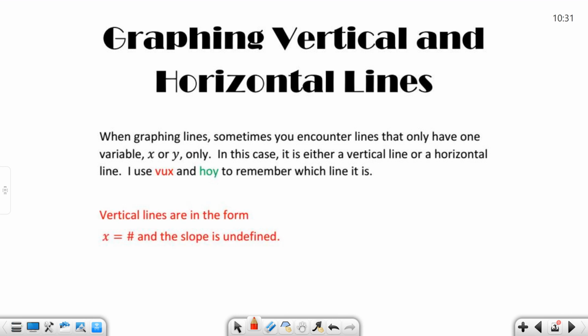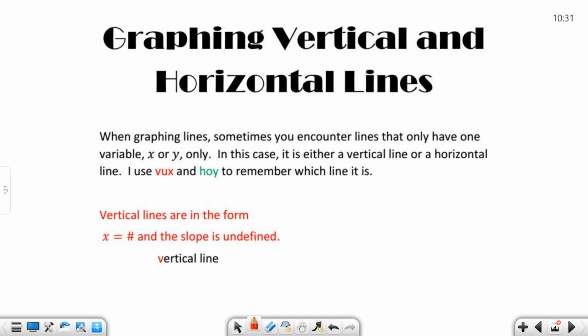So vertical lines are in the form x equals a number and the slope is undefined. So I have my v, I have my u, and I have my x. And those things go together. There's no way to separate those. If you know one piece of that, then you know the other two pieces. For example, if you know the slope is undefined, you know it is a vertical line, and you know it's in the form x equals a number.